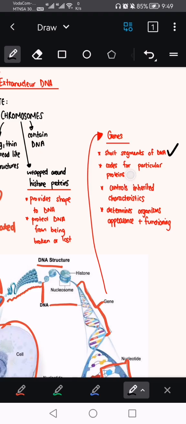It codes for particular proteins, and it controls inherited characteristics. Ever wonder why you look like your mother? Ever wonder why you look like your father? Ever wonder why your grandmother has diabetes, and now your mom has diabetes, or your dad has diabetes, and you will probably have diabetes? It is because of the inherited characteristics that are passed down from generation to generation. You will have the starting generation, and that generation would have passed on various things.